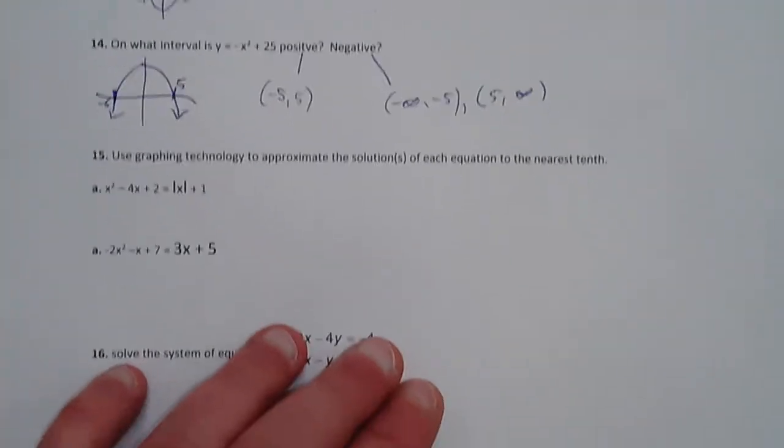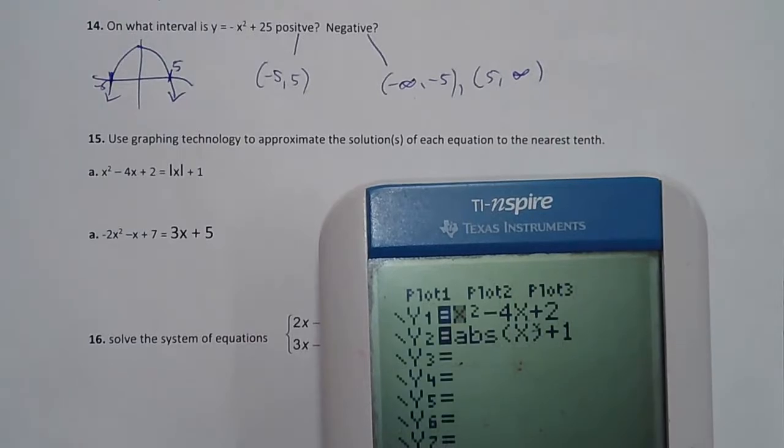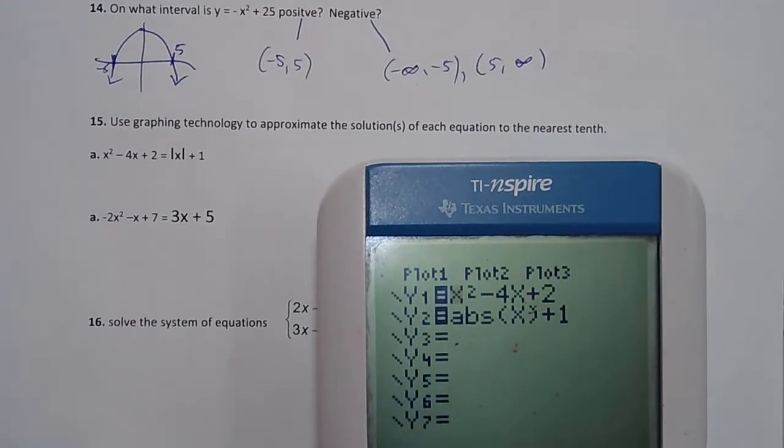Okay, for the graphing ones, I left them to do here because we need the graphing calculator anyway. So I went ahead and typed this first one in on the graphing calculator. If you're using Desmos, you just type them in there. It's the same process, but you're looking for the solutions.